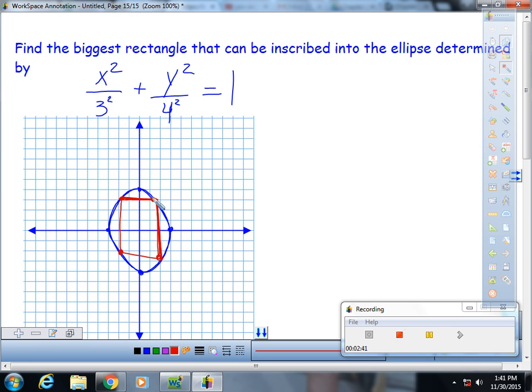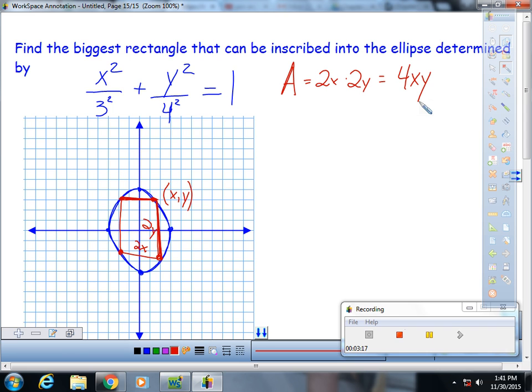Okay. Well, recognize that any point on this ellipse would be x comma y, if that's what we called it. Then the area of this rectangle would be 2x wide and 2y high. Does that make sense? So the area equation of the rectangle would be 2x times 2y, which is 4xy. So what we have here is a constrained optimization problem.